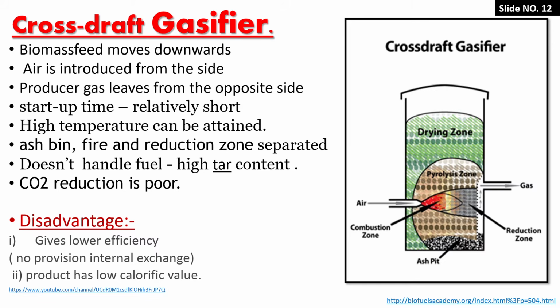The startup time for this reactor is relatively short, and high temperatures can be attained using this type of gasification. This type of gasification does not handle fuel that has high tar content. The ash bin, fire and reduction zone in a cross draft gasifier are separated. Poor CO2 reduction occurs in this type of gasifier. Producer gas produced from this type of gasifier has low calorific value.